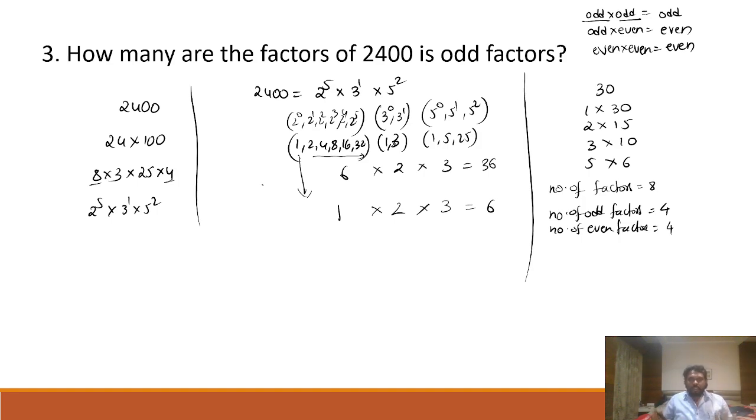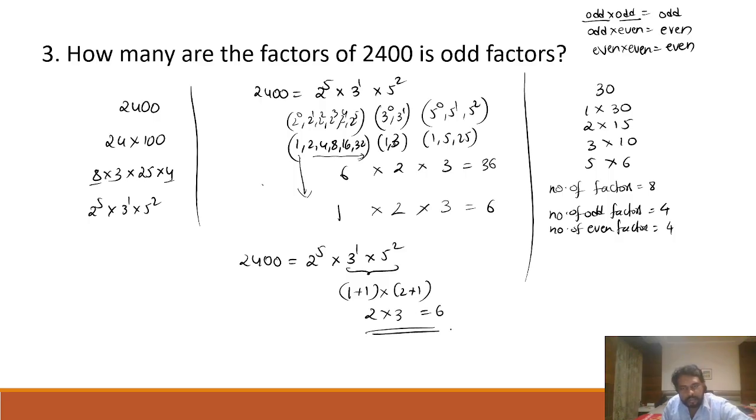Instead of doing all these things, what I'm going to suggest is that you write the prime factorization of 2400: 2 power 5 into 3 power 1 into 5 square, and simply ignore 2 power 5 and apply our previous formula again for the remaining prime numbers. You just ignore 2 power 5 because from 2 power whatever it is, we are going to take only 2 power 0, which is 1. 1 multiplied by any number gives the same number. So ignore it. Apply the same formula: 1 plus 1 into 2 plus 1, so 2 times 3 is 6.